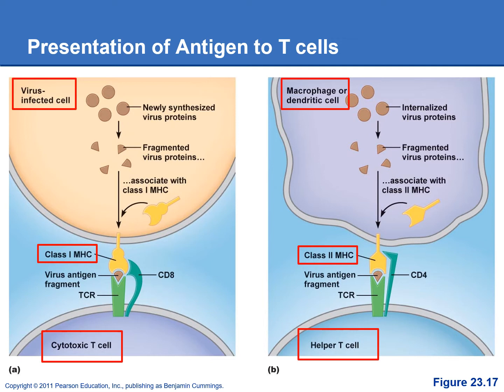The class 2 MHC proteins are only found on antigen-presenting cells, so only the macrophages, dendritic cells, and B lymphocytes will have class 2 MHC proteins, and they will use that to present the antigen that they've found to the helper T cells. So helper T cells will check the antigens on the class 2 MHC proteins to see if they recognize it.